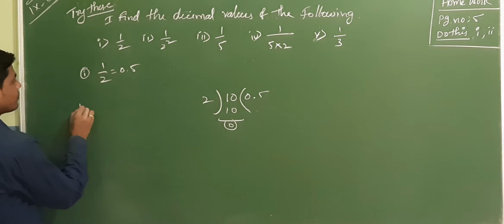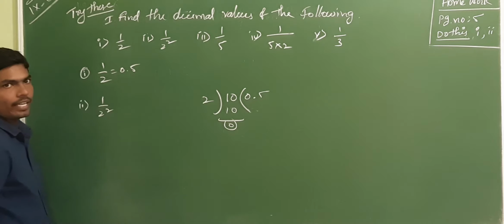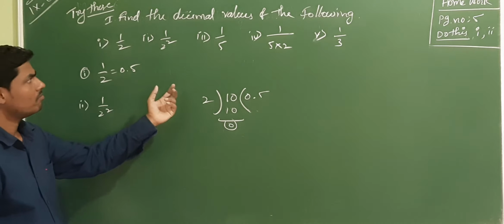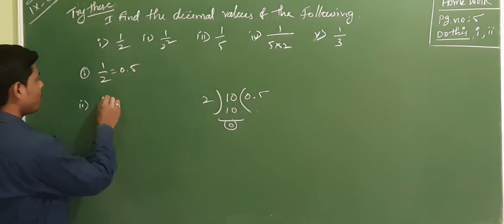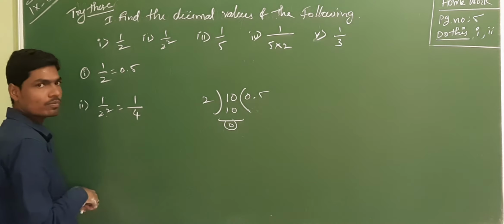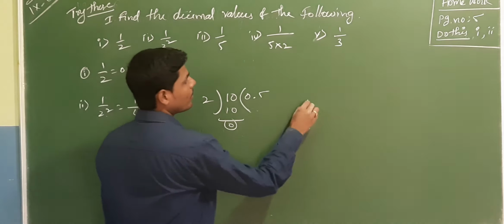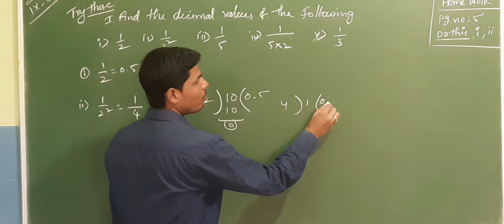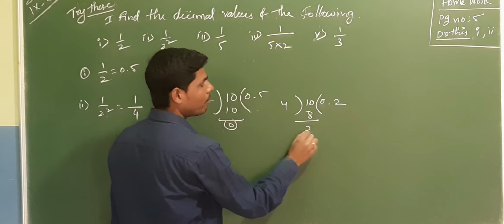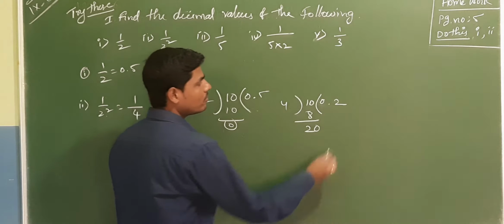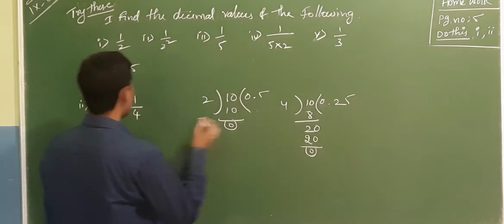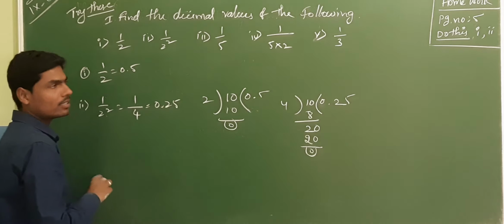Now take the second one, 1 by 2 square. He gives these numbers as squares. Why? Maybe it has some reason; yes, we'll check. 1 by 2 square means 2 2s are 4, so it is 1 by 4. Now convert this also into decimal. 1 divided by 4. Yes, 0.0. 4 2s are 8. If you subtract 8 from 10, you get remainder 2. Now take 0 here. 4 5s are 20, remainder 0. So the decimal is 0.25.